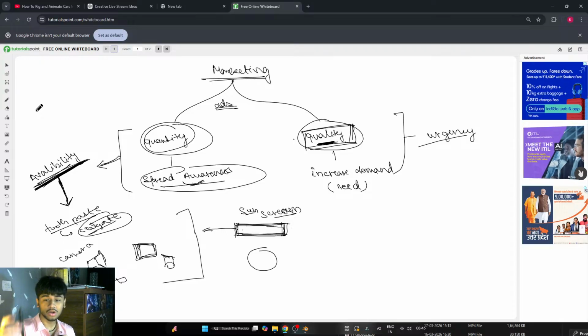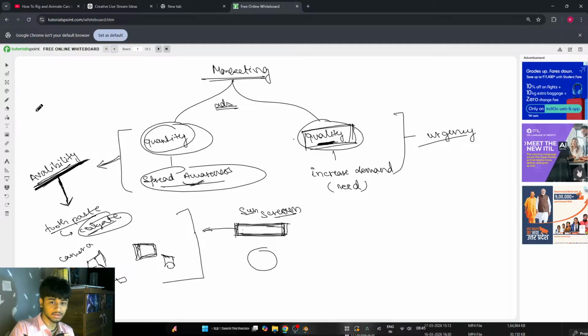Until and unless you're producing ads which are really worth watching, which are really worth spreading, you increase demand, not just spreading awareness. Because awareness doesn't mean that someone is going to buy our product. That is the first step required. You got aware about the product, that's good. But why will I buy?